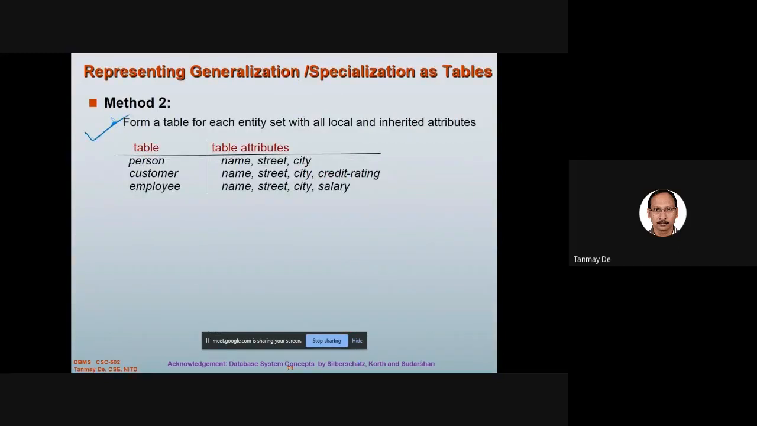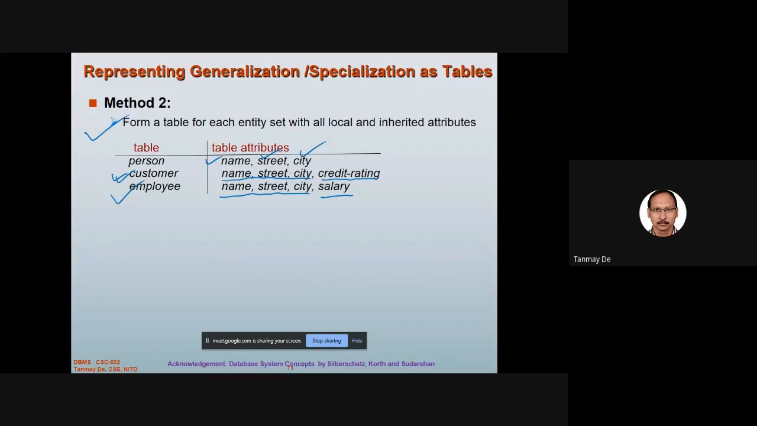So in the case of person: name, street, and city. The customer is a lower level entity set which is formed by the local attribute. Which one is the local attribute? This is the local attribute. And what are the inherited attributes? The inherited attributes are name, street, and city. Similarly, in the case of employee, name, street, and city are the inherited attributes, inherited from the higher level entity set person, and the local attribute is salary.